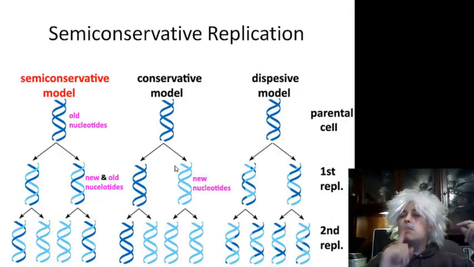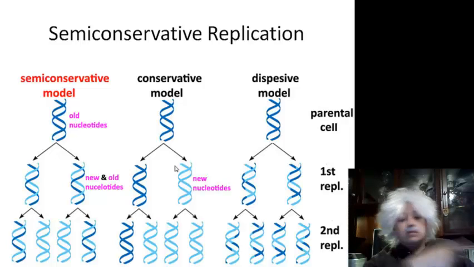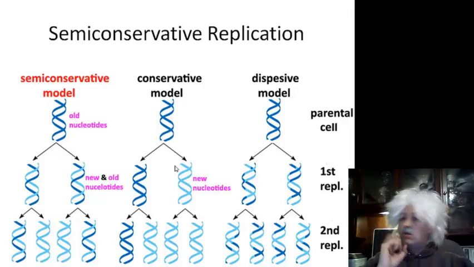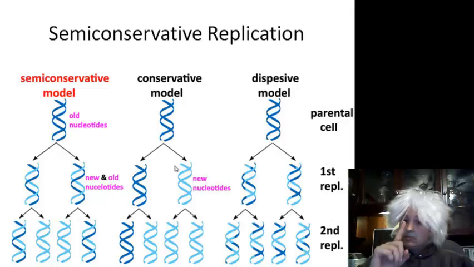Now, there's a problem there. It doesn't have a template, so it's just looking. And there are lots and lots of mistakes in conservative DNA because the daughter does not have a template or a model to go after.